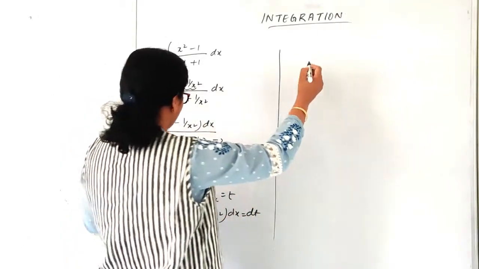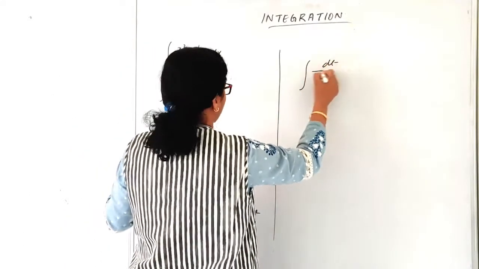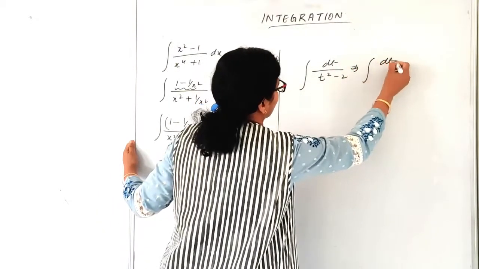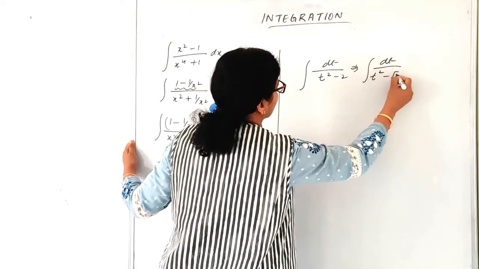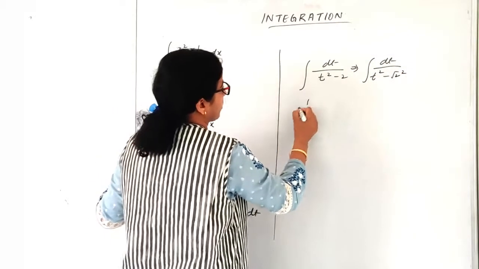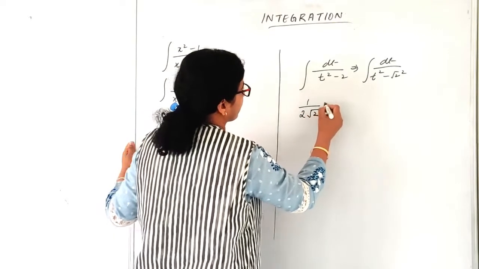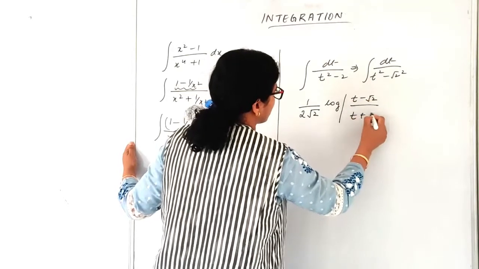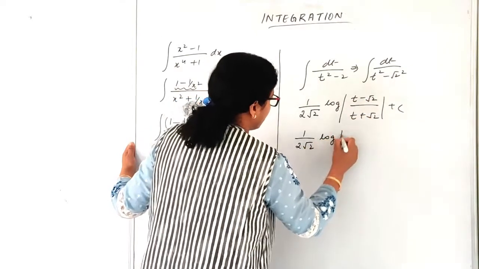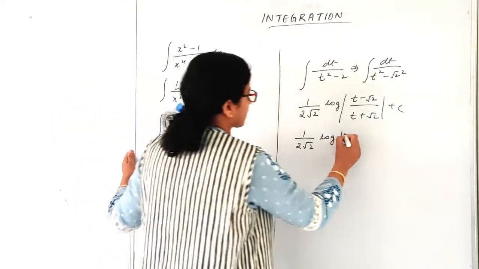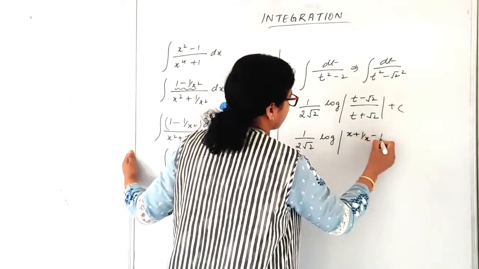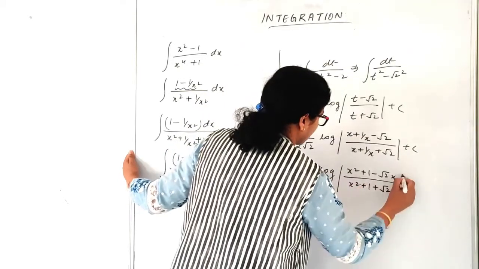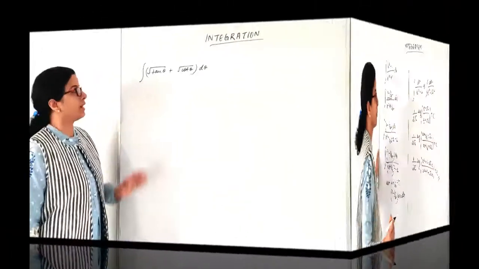So now integration dt upon t square minus 2. We can rewrite this as dt upon t square minus (root 2) square. So it is 1 upon 2a log of (t minus root 2) upon (t plus root 2). Substitute the value of t. So what is the value of t? x plus 1 by x. Done. Let us check this question now.